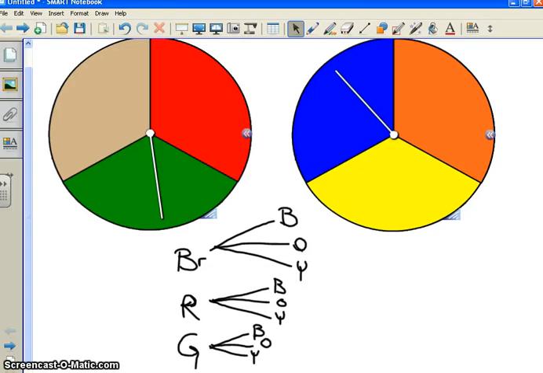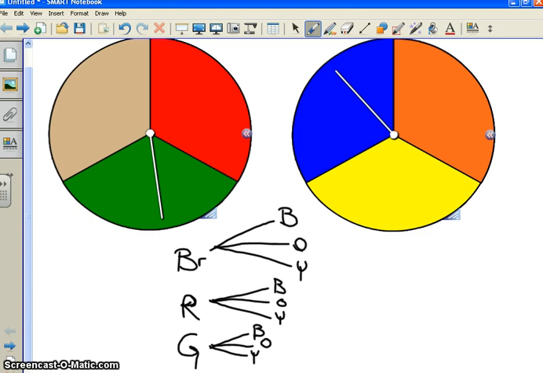Today in class you played the Making Purple game, which involves spinning these two spinners, and you eventually made a sample space to show all the different things you could spin when you spun the two spinners. And you ended up with 9 total outcomes.